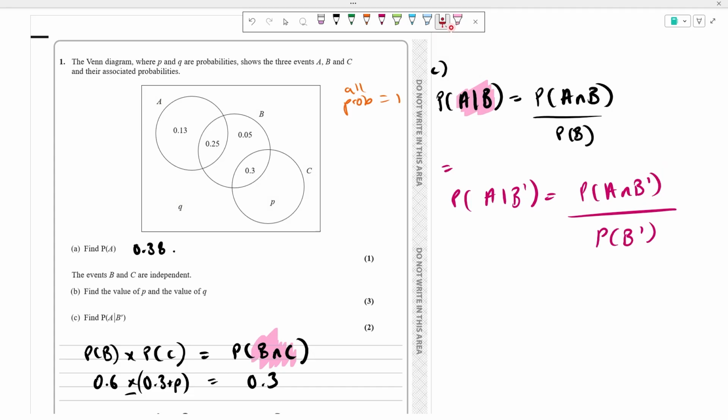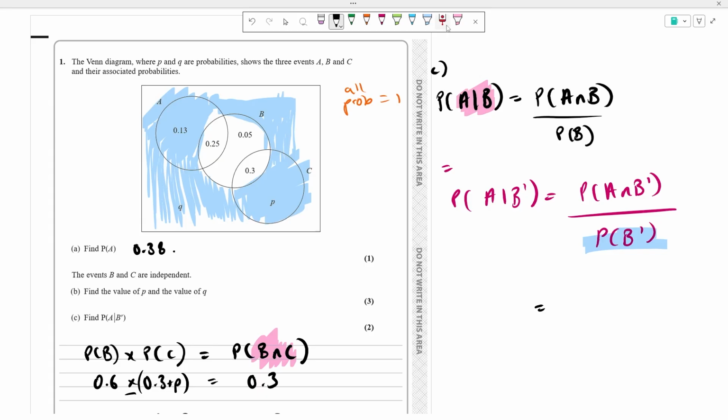Where is not B? Well, B is this circle here. So everything on the outside, which is this, this, and this, that is not B. Okay, cool. Now, we do actually need to use this for the formula, so I'm just going to substitute it into this denominator. And then we'll use that for the numerator in a second.